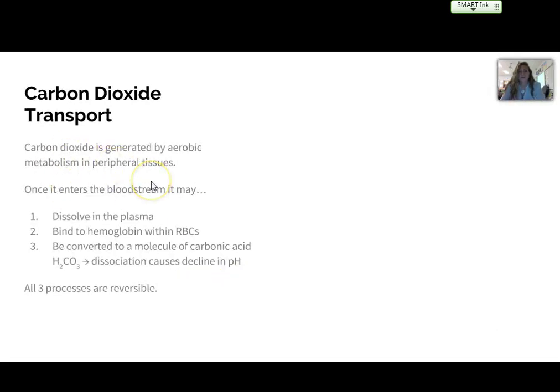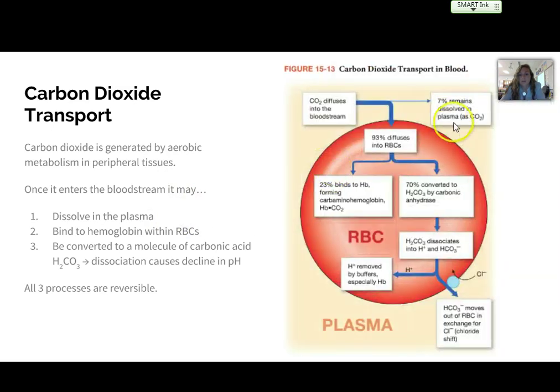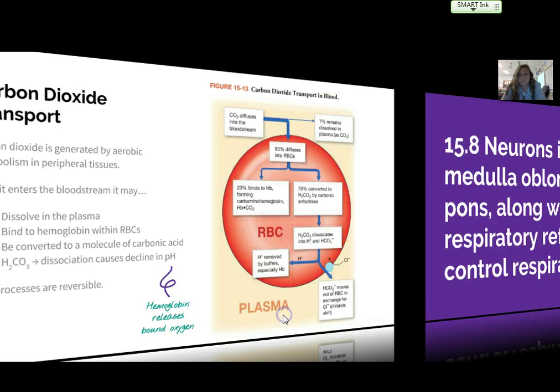That is involved more with carbon dioxide transport, since carbon dioxide is generated by aerobic metabolism in our peripheral tissues. If it enters the bloodstream, it may dissolve in plasma, and about 7% of it does that. 23% of it will bind to hemoglobin within the RBCs, and then the rest of it could be converted to carbonic acid, which will cause a decline in pH. All of these processes are reversible, but that decline in pH is also going to add to the release of oxygen by hemoglobin.